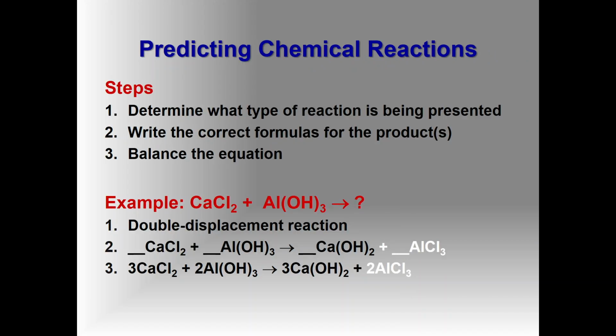So, predicting chemical reactions. First, we need to determine what type of reaction is being presented. Then write the correct formulas for the products and balance the equation.